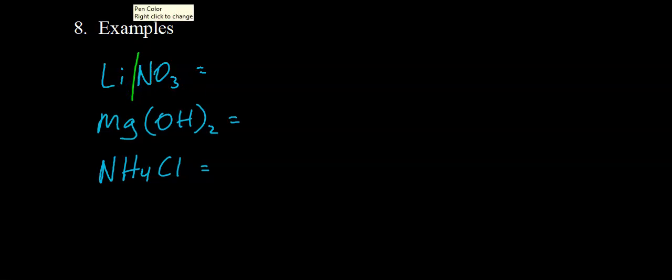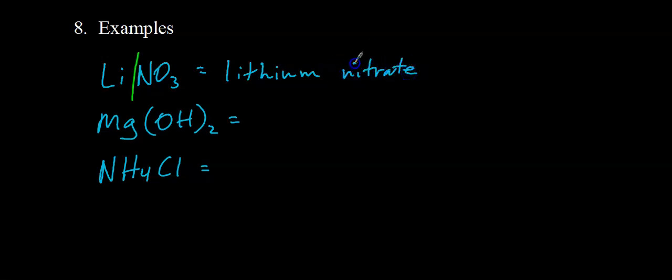Name of the cation. Anion is polyatomic, so the anion's name is, so this compound is called lithium nitrate. Let's take a look at the next one. Name of the cation is magnesium. Name of the anion, it's a polyatomic ion, OH minus, is called hydroxide.